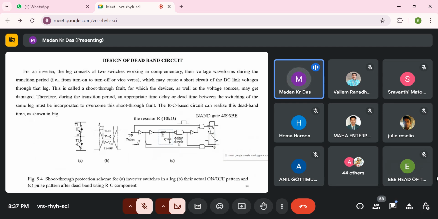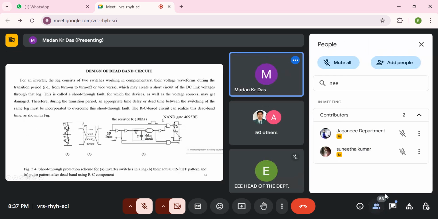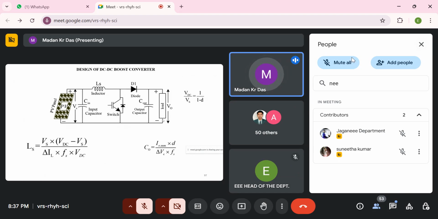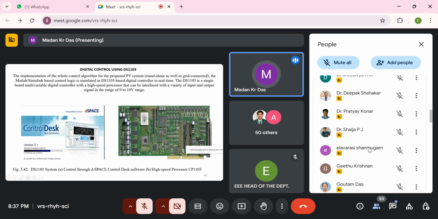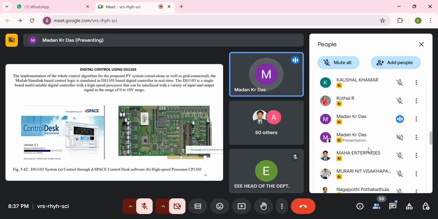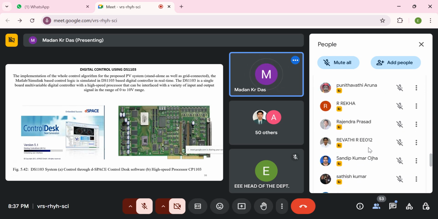And now the design of the deadband circuit. This is the basic part of designing the deadband circuit. And now the designing of the DC-DC converter: the basic formula to design the inductor, and this is the capacitor, the basic formula.